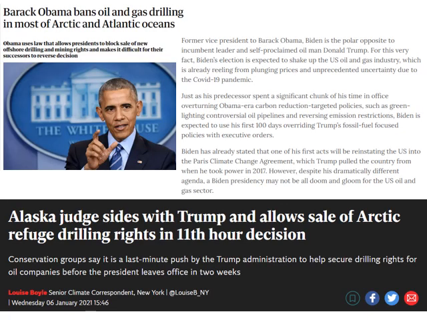So when we look at the last three presidents, Barack Obama was very pro the environment, and he banned oil and gas drilling in most of the Arctic and Atlantic oceans. But then obviously when Trump took over, he was the complete opposite. He just wanted to make money for the economy, and he opened it all up again. And at the bottom there, this was the 6th of January this year, people were saying that he was having a last minute push to help secure the drilling rights for oil companies in Alaska before he left office.